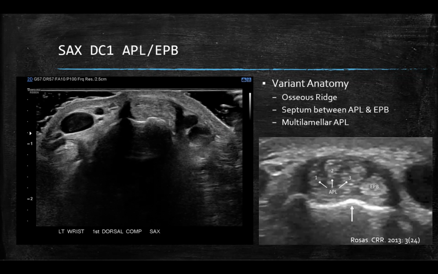And then one trick with looking at the first compartment, you'll notice this is at the apex of the radial wrist. You want to use a lot of coupling gel to get the best images of this compartment, and make sure you're not squishing the cephalic vein.